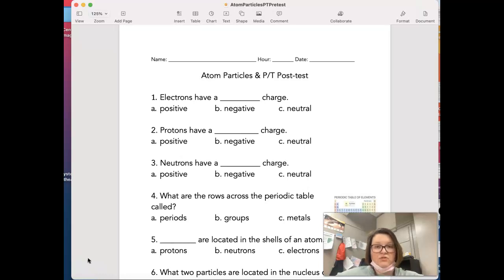Remember, you can use your notes on the test or any resources that we have created during the study of atom particles and the periodic table. This test might look familiar to you. Remember, we took a pre-test that was very similar, and this is the post-test. Pre-test means before you learn. Post-test means after you learn.